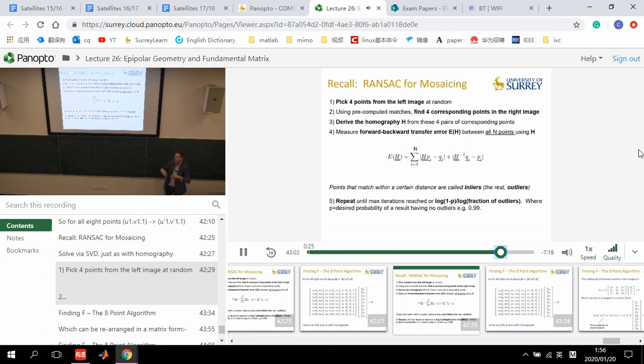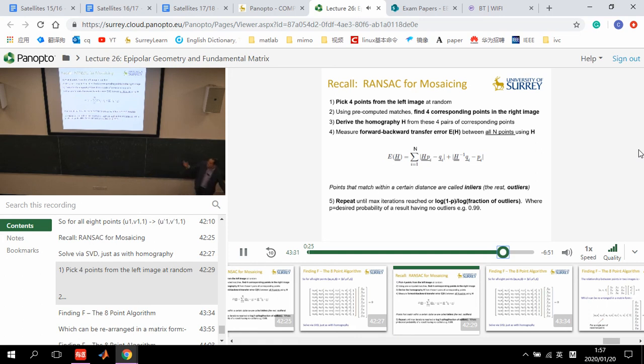Having estimated that homography H, we applied it to all of the points in order to evaluate how well that homography fitted all the point correspondences. And that was evaluated using this forward-backward transfer error equation. So this is what we had last time. We did it over all n correspondences. So we formed H from 4, and we tested it on all n. And that was our RANSAC process.